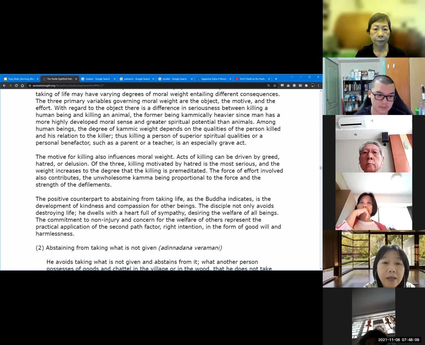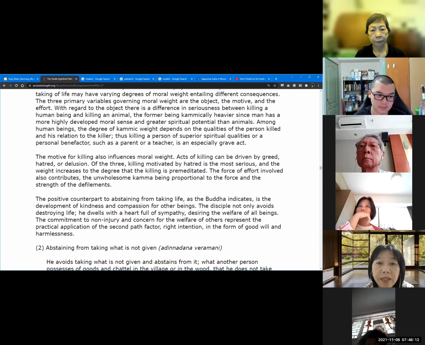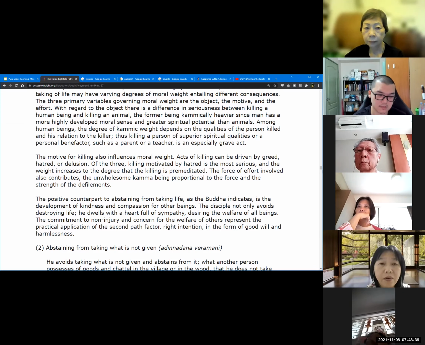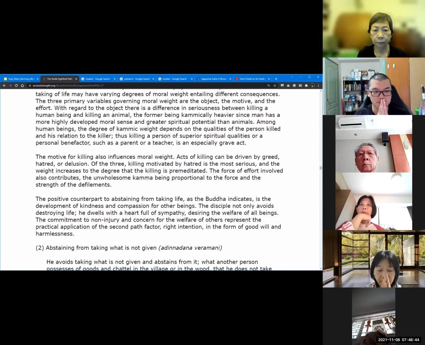The motive for killing also influences moral weight. Acts of killing can be driven by greed, hatred, or delusion. Of the three, killing motivated by hatred is the most serious, and the weight increases to the degree that the killing is premeditated. The force of effort involved also contributes, the unwholesome karma being proportional to the force and the strength of the defilements. Thanks, Lin Toy.